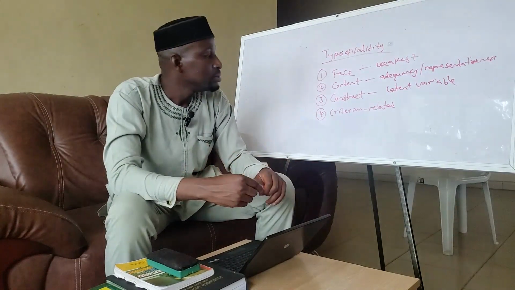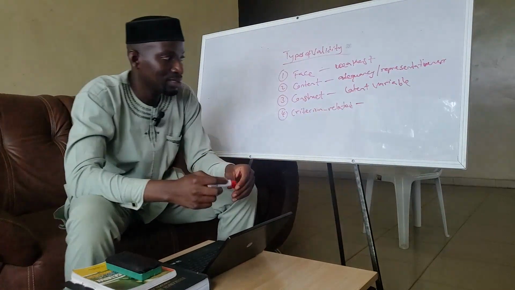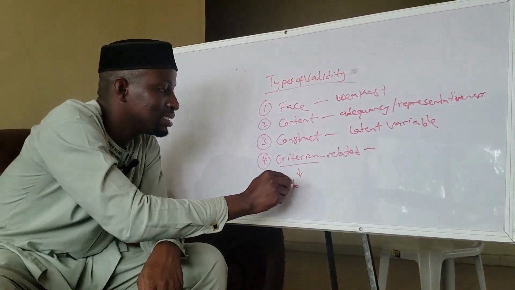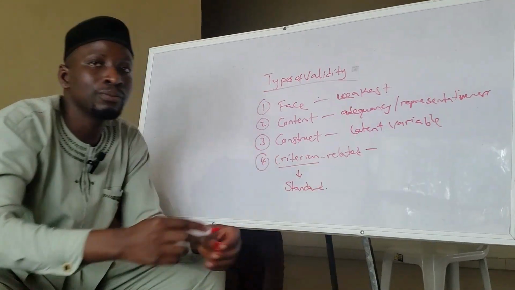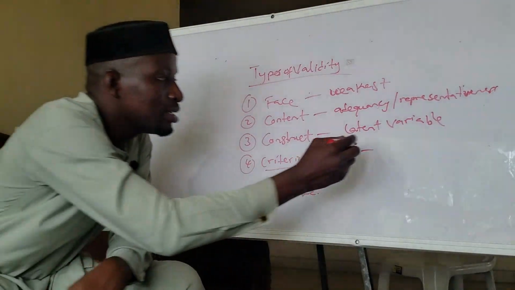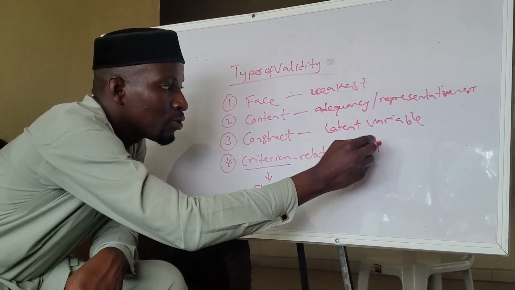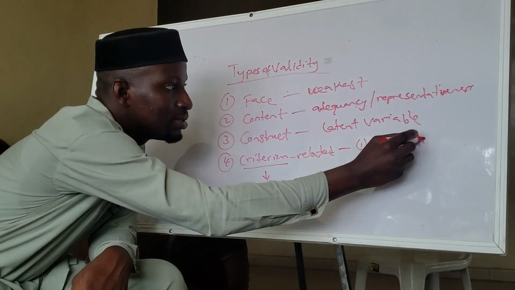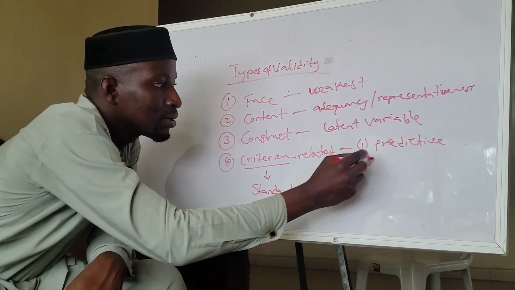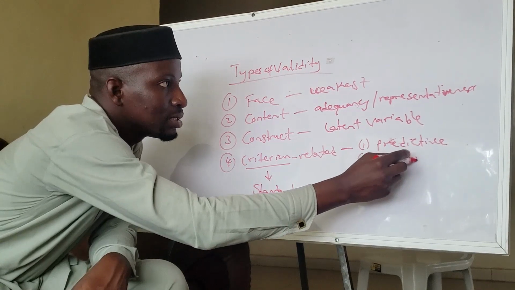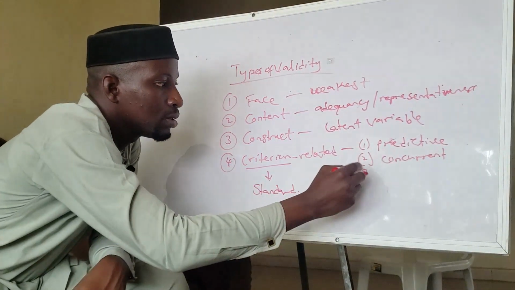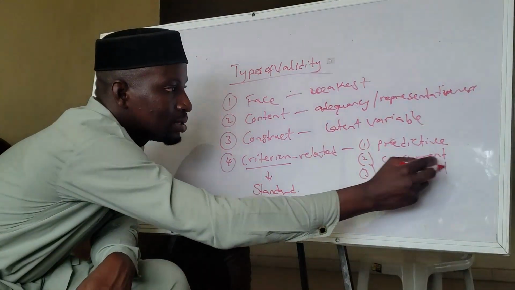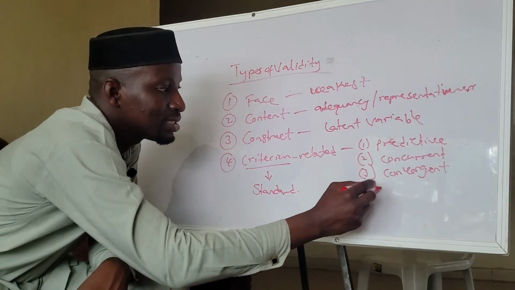Without wasting much of our time, the criterion related, just like the name implies, a criterion, that means there's a standard. There's a what? There's a standard for comparing. So they are basically divided into four: predictive, concurrent, convergent, then divergent.